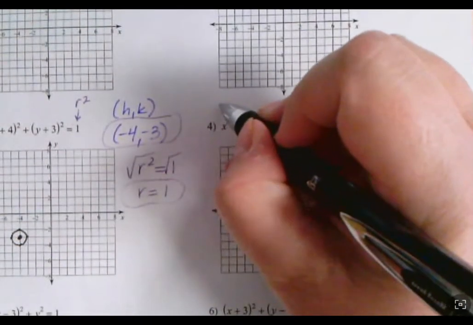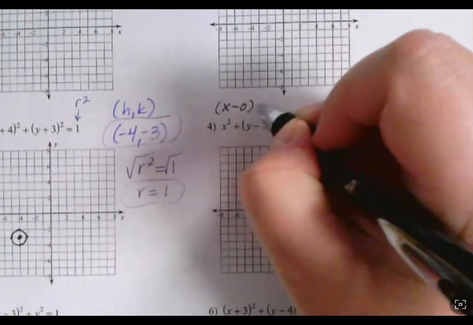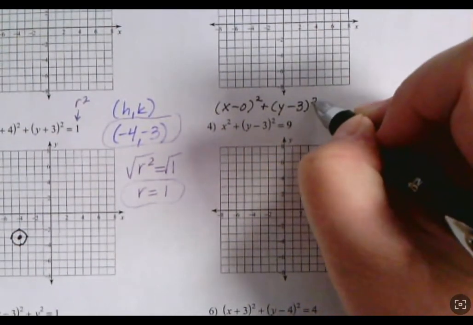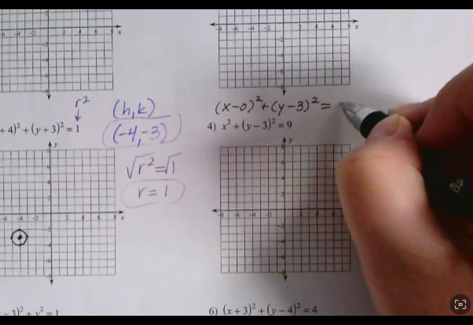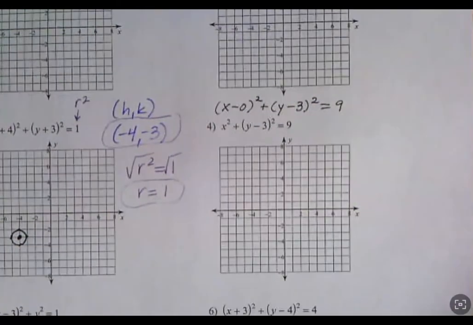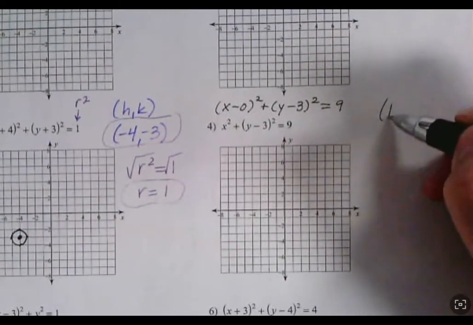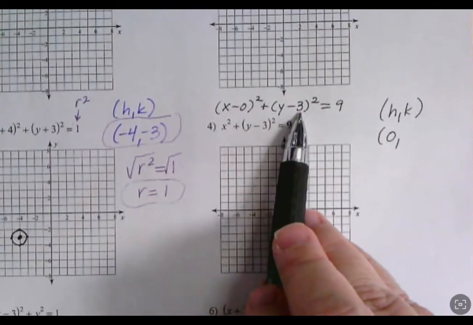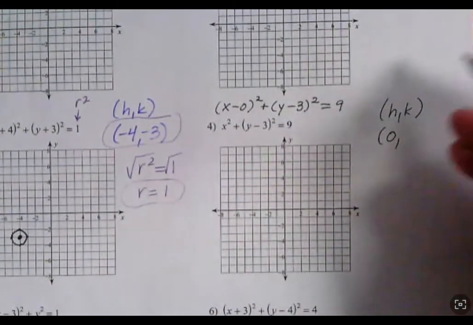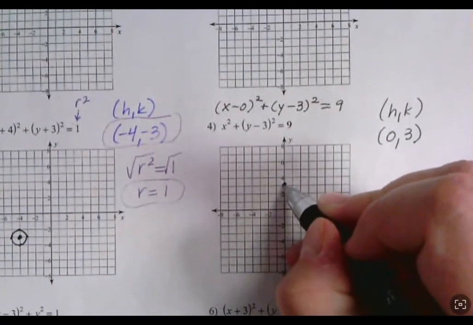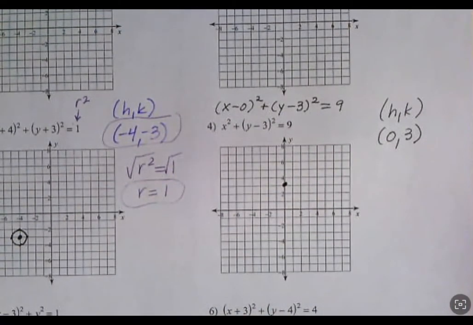Well, what it means is this is the same as x minus 0 squared. If you don't see any parentheses, that means that the x coordinate or the y coordinate, whichever one you're looking at, is just 0. So here my h and k, h is 0. K is positive 3, opposite sign from what I see here. So 0, 3 is right here, and there is the center of my circle.